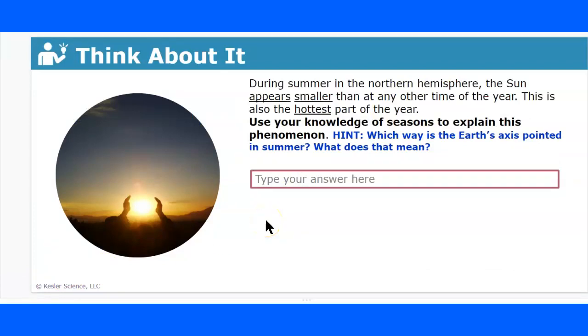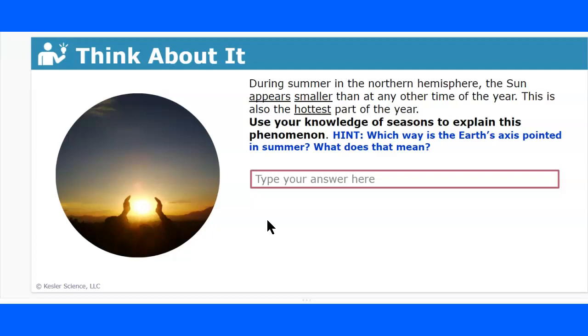During summer in the northern hemisphere, the sun appears smaller than at any other time of the year. This is also the hottest part of the year. Use your knowledge of seasons to explain this phenomenon. Hint, which way is the Earth's axis pointed in summer? What does that mean?